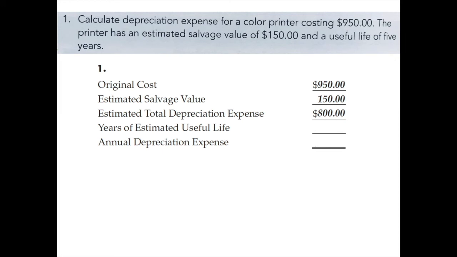Well, what is its useful life? Up here it says it's 5 years. So we're going to take the $800 divided by the 5 years, and we will find out that this color printer is going to depreciate or go down in value by $160 every year.